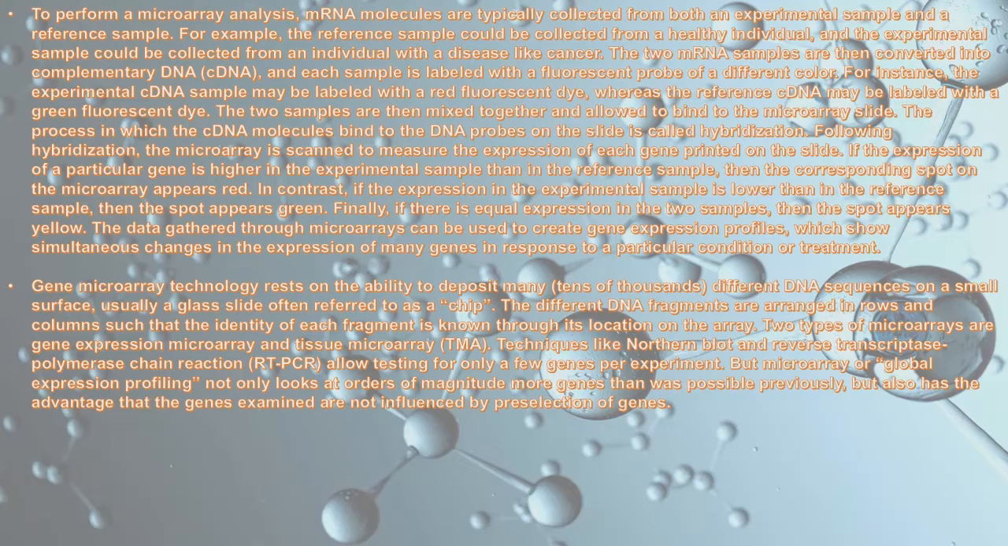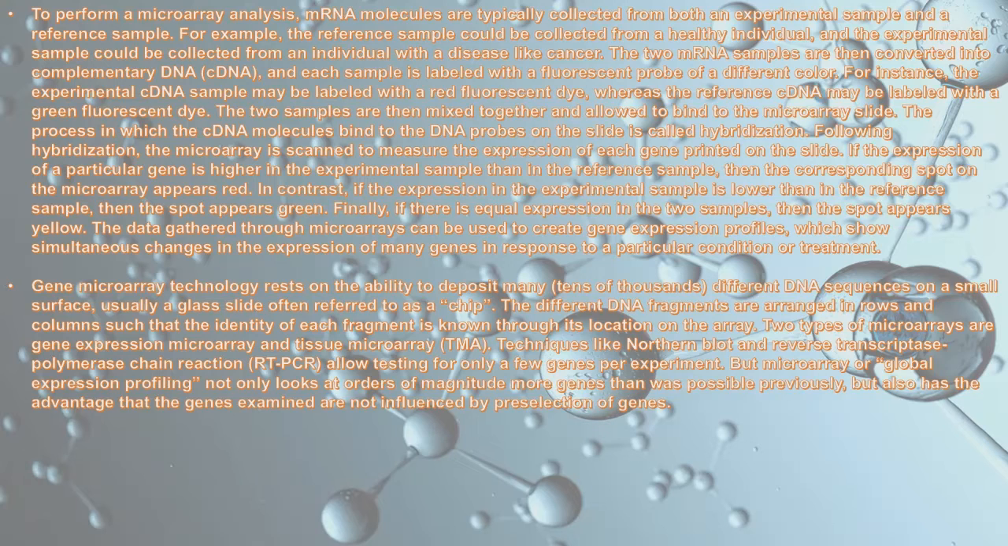To perform microarray analysis, mRNA molecules are typically collected from both an experimental sample and a reference sample. For example, the reference sample could be collected from a healthy individual and the experimental sample could be collected from an individual with a disease like cancer. The two mRNA samples are then converted into complementary DNA, and each sample is labeled with a fluorescent probe of a different color. For instance, the experimental cDNA may be labeled with red, whereas the reference cDNA may be labeled with green fluorescent dye. The two samples are then mixed together and allowed to bind to the microarray slide.